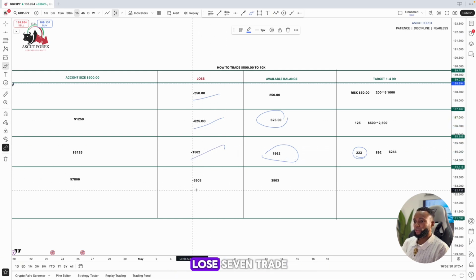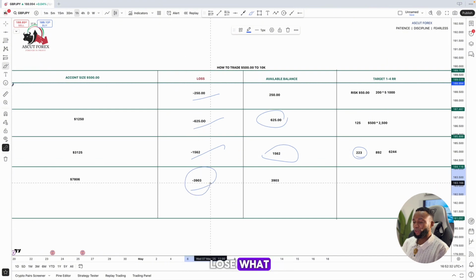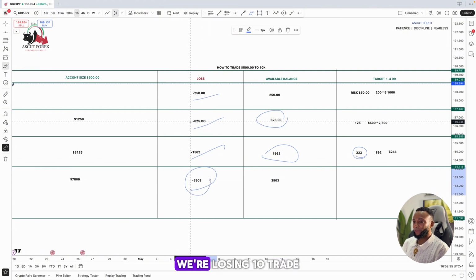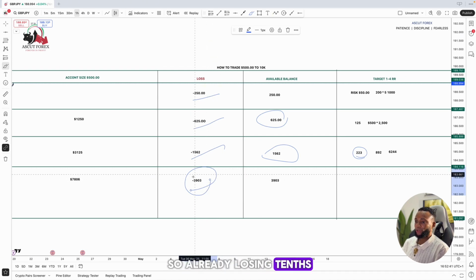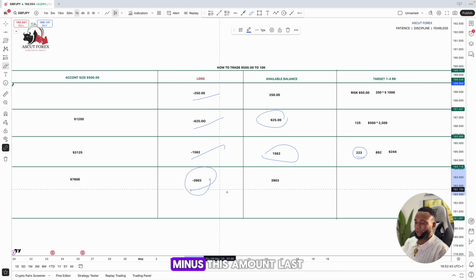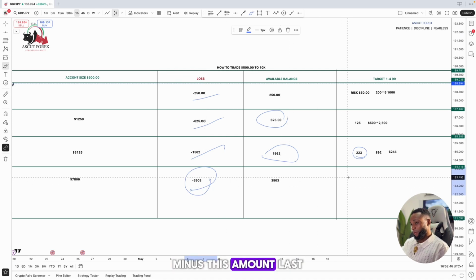This third one will lose 7 trade. This fourth one we are losing 10 trade, because we start from 10, 10, 14 and 20. So we're already losing 10 trade. The 10 trade we lost gives us this, minus this amount we are seeing here.